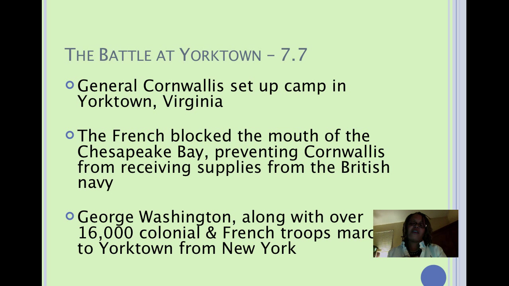The French, however, blocked the mouth of the Chesapeake Bay, preventing Cornwallis from getting supplies. So Cornwallis is sitting there with his men thinking, any day now, we're going to get more troops, we're going to get more supplies, we're going to get more weapons, more gunpowder, so we can finally win this war. Well, support never came because the French were keeping the British Navy from getting in. George Washington, on the other hand, came around the other way and marched into Yorktown from New York with over 16,000 Continental Army troops and French troops.